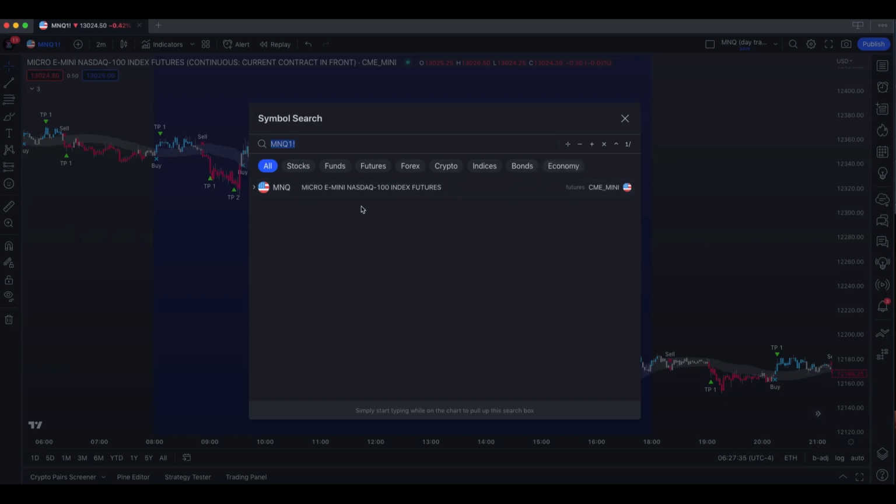So I recommend any intraday trader that wants to trade a Nasdaq 100 to actually be trading the MNQ instead of the US 100. However, if you don't have a choice, if the broker that you're using is only offering the US 100, then it's fine. You know, it's usually pretty similar. Anyway, for the sake of this video, I'm going to be trading the MNQ.